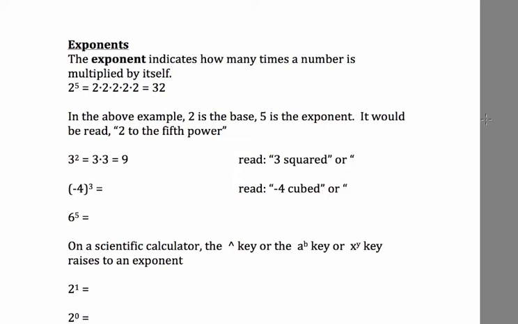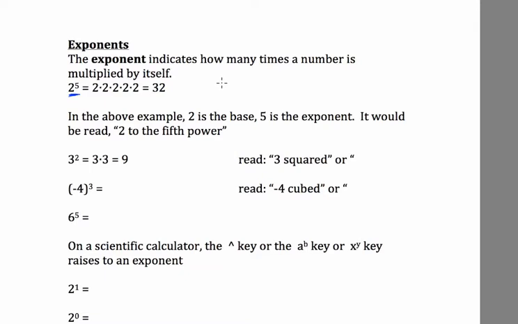Next, we'll talk about exponents. The exponent tells how many times a number is multiplied by itself. An exponent is read 2 to the 5th power. What that means is the 2 is multiplied times itself 5 times. So 2 times 2 times 2 times 2 times 2 is 32.